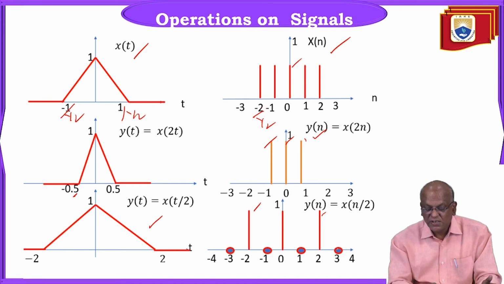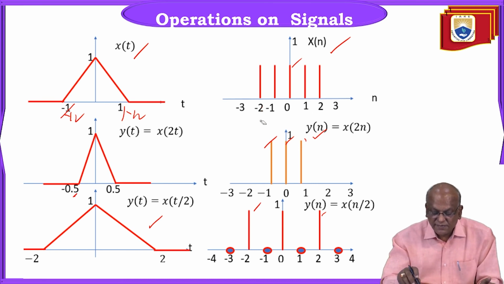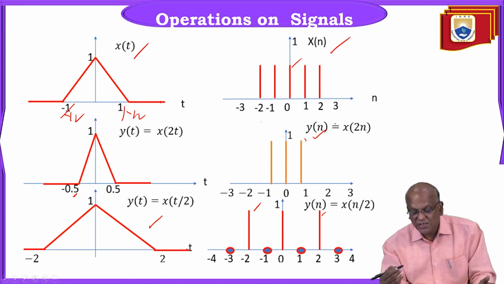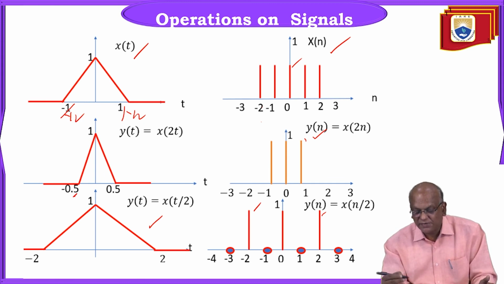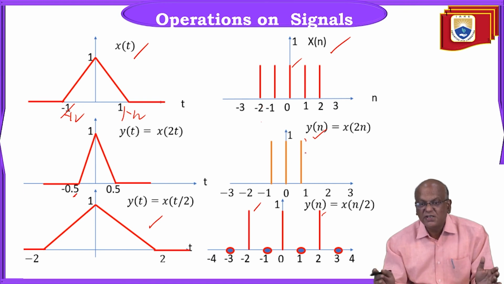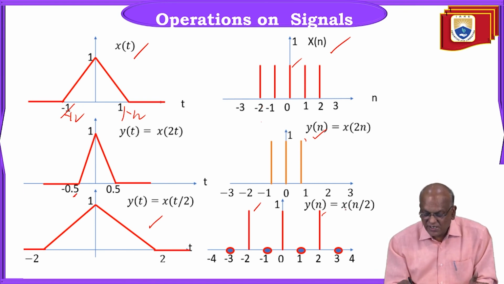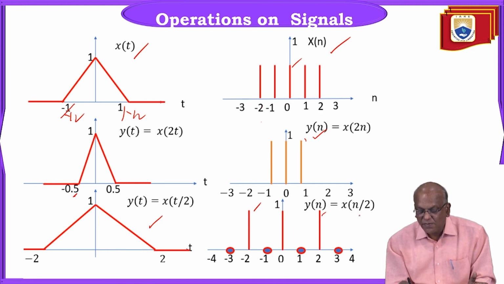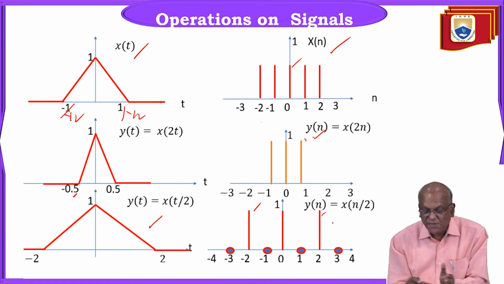Like this. So you observe that in this case, whereas x of n contains five samples, y of n, when you double the time scale, contains only 3 samples. That means the number of samples can be reduced. Whereas in case of n multiplied by 1 by 2, that means what happens? The number of samples can be increased.